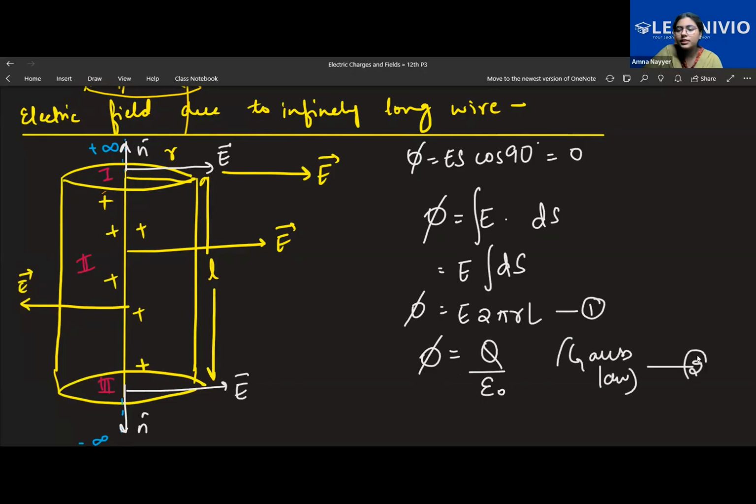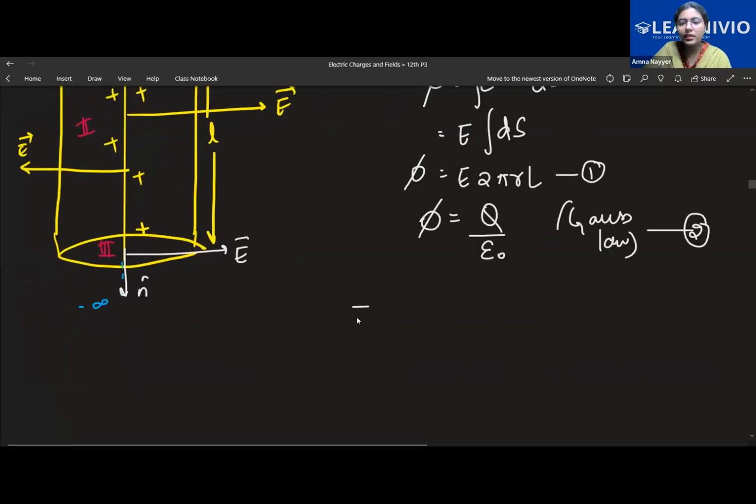So this is the second one. This is the value of flux, E into 2 pi RL, and flux is Q by epsilon. Now when we equate both of these, E into 2 pi RL is Q by epsilon naught.